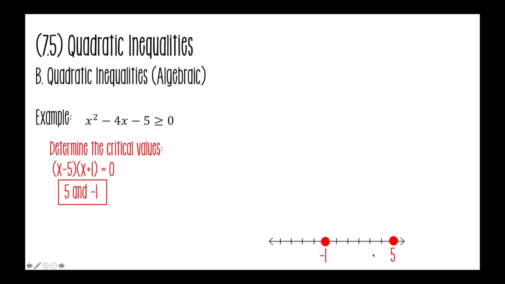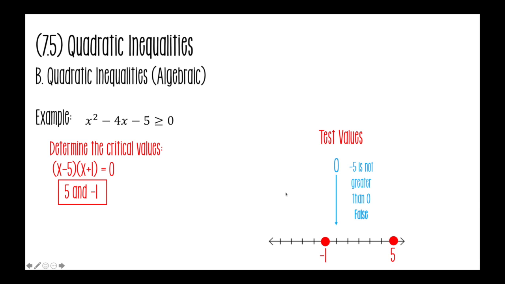Now from here, what we're going to need to do is test each of these regions, and we want to see where they are true and where they are false. So I'm going to start out with what I think is the easiest value to test, and that's 0. 0 falls between -1 and 5, so it's in this section right here. When I go to test 0, I'm plugging it in for both of these x's. That's going to end up giving me -5 is greater than or equal to 0, and that is false, because -5 is not greater than or equal to 0. So that's false. That means that this section right here will not be connected.